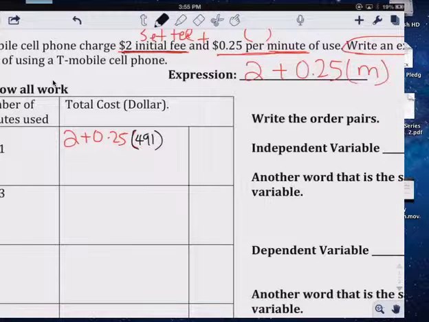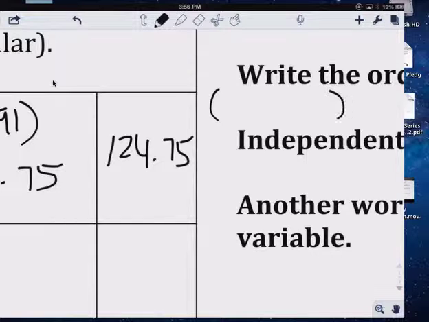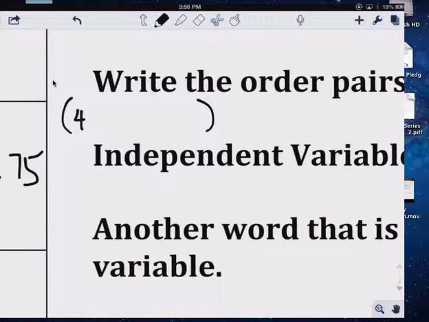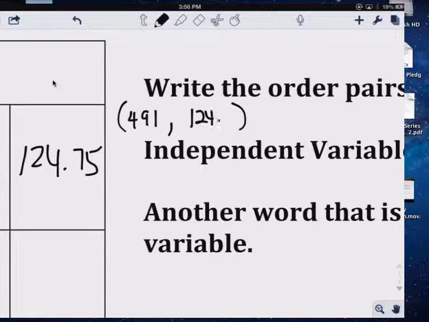When you do that, you get $122.75. You add that to 2, you get $124.75. So an ordered pair, that's your first ordered pair. You input 491 minutes. It's going to cost you, out comes $124.75 out of your pocket. Okay, that's your first ordered pair.